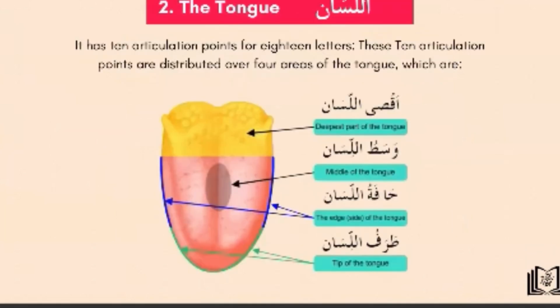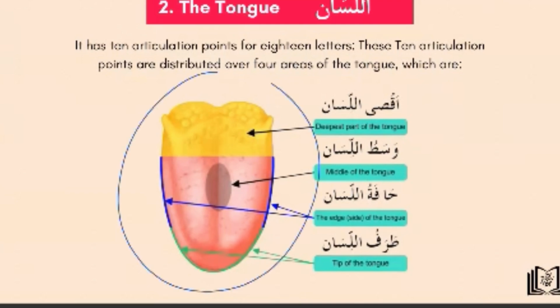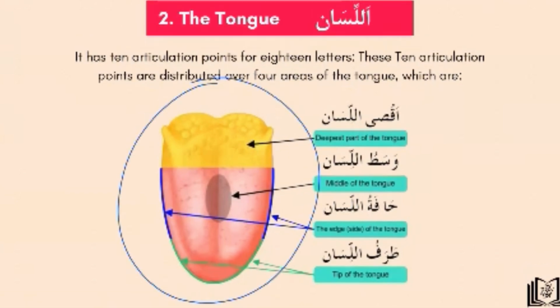Let us just see a very short introduction to Al-Lisan. Tomorrow we'll start Al-Lisan, but let's just see how it is. Al-Lisan has 10 articulation points for 18 alphabets. You can see the tongue is very small, but inside this, how many articulation points are there? 10 points.